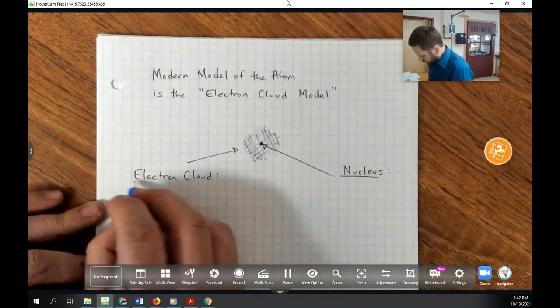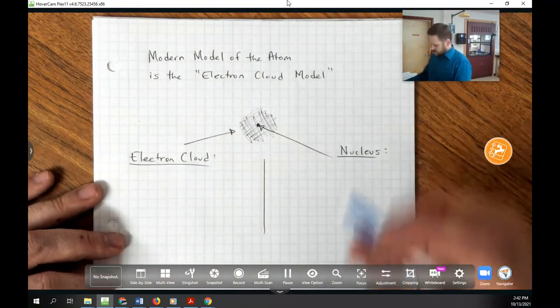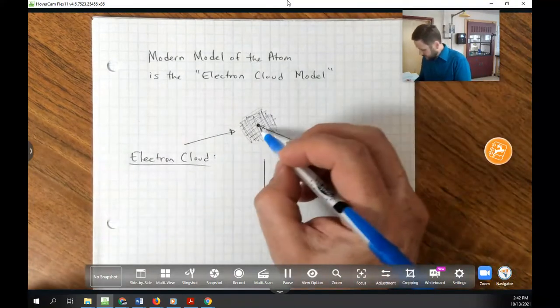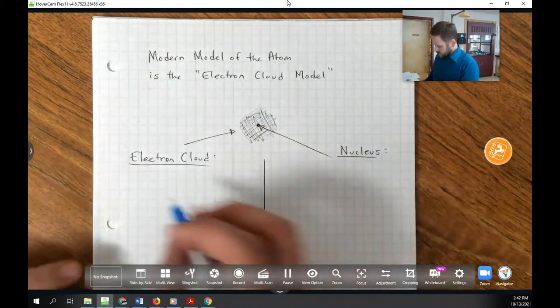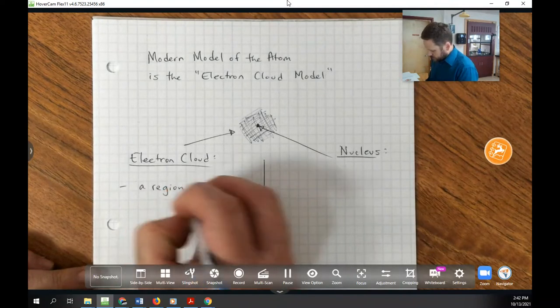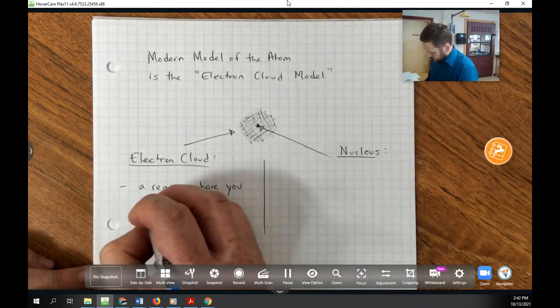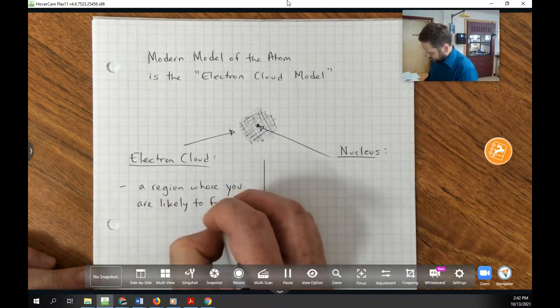And we're going to write a few things underneath each of these headings. So this blurred region, you don't really have to show it as a sphere, but we could think of it as roughly spherical in shape. And that is the electron cloud. It is a region where you are likely to find an electron.